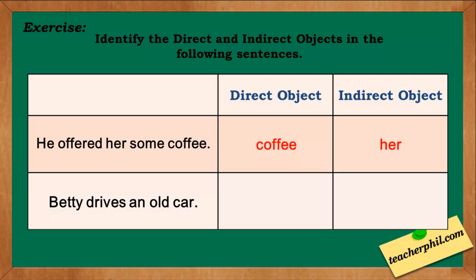Second one, Betty drives an old car. What is the direct object here? The answer is the car. How about the indirect object? Well, we have none. We only have a direct object, which is the car.